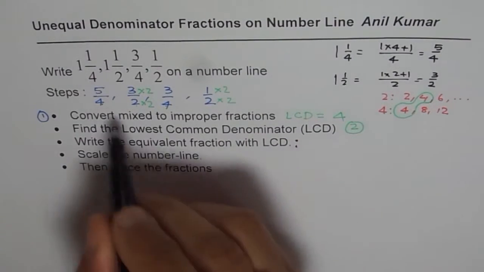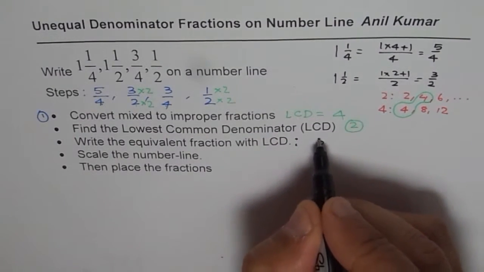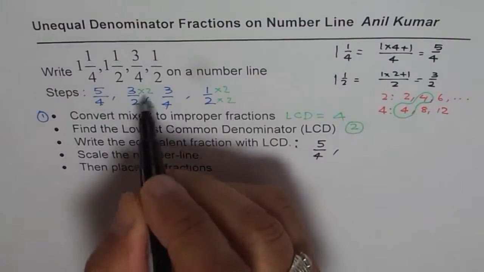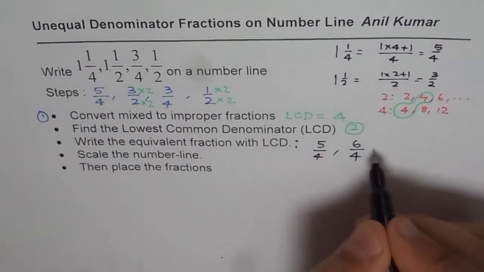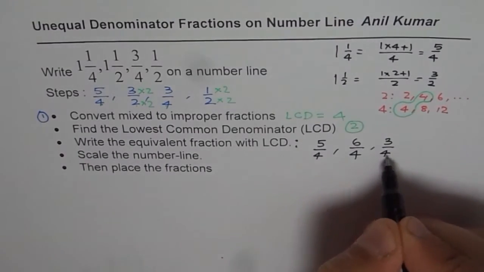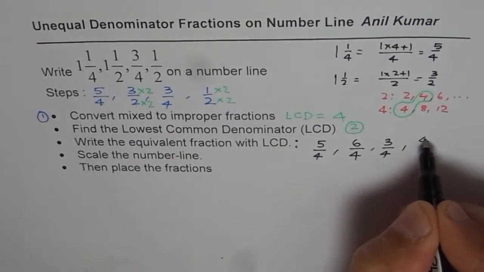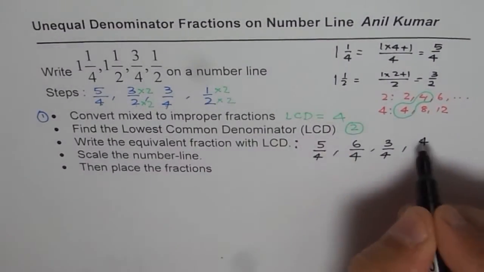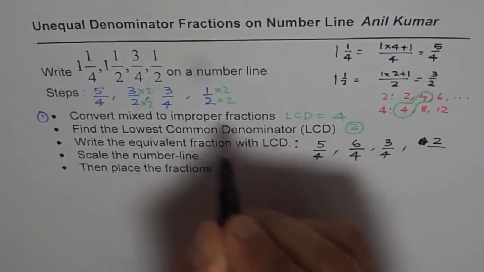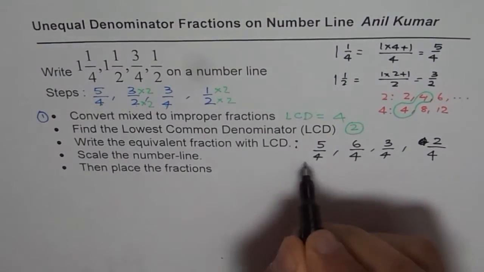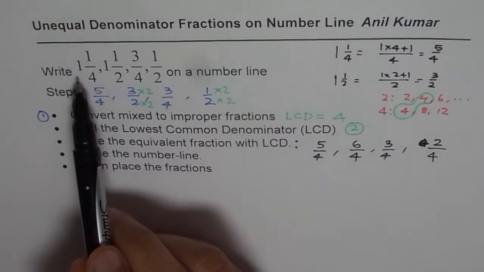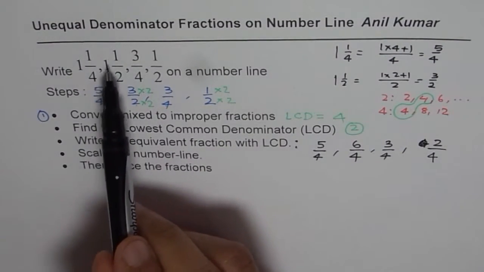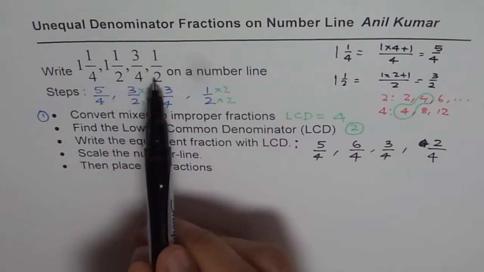Let me show them here. 5 over 4 is the first one. 3 over 2, when you multiply by 2 you get 6, so you get 6 over 4. The third one is 3 over 4. And the fourth one will be 2 over 4, right? So 2 times 1, 2 over 4. So these are the 4 fractions. They are equivalent to the given fractions 1 and 1 over 4, 1 and a half, 3 over 4 and half.